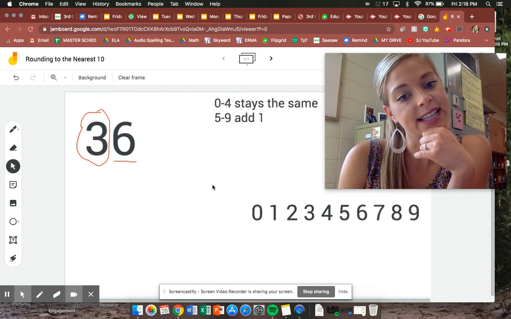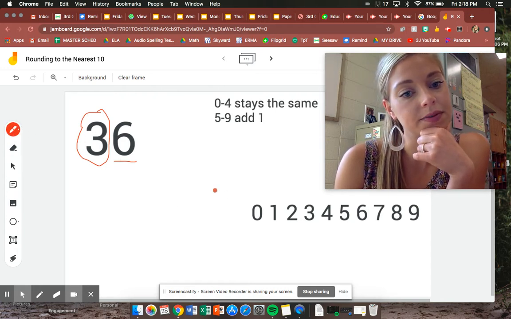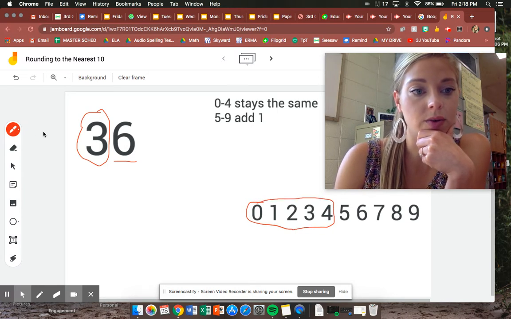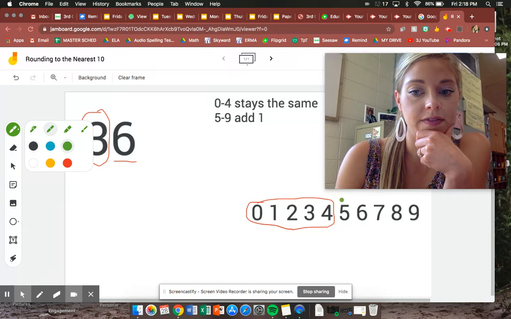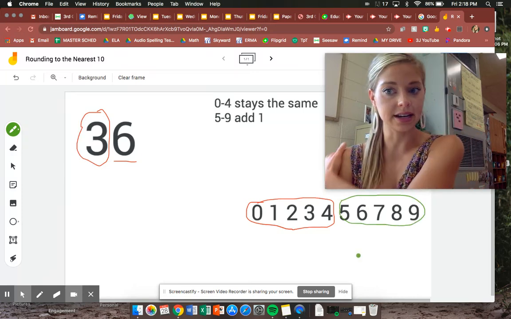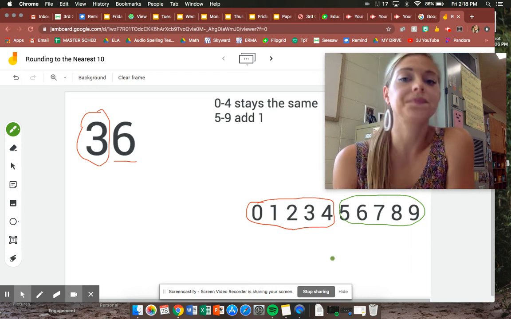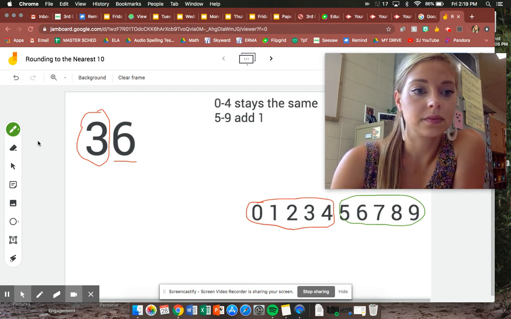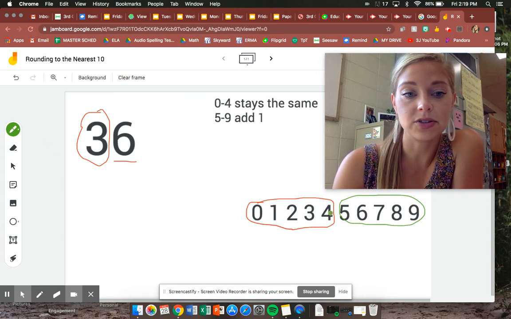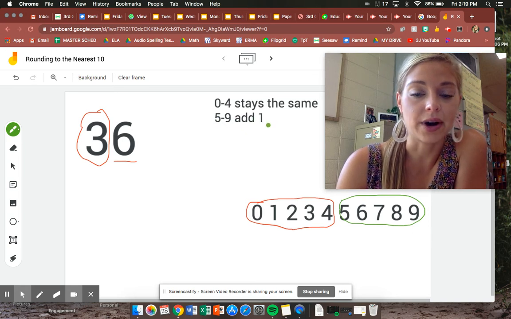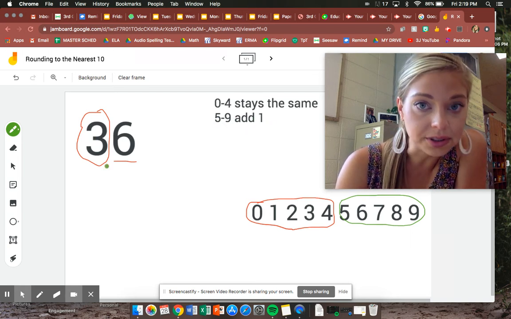Now 6, is that in between 0 and 4 on our number line, or is it in between 5 through 9 on our number line? Well, where is the 6? Is it in between 0 and 4 or 5 through 9? I'll give you a second to think about that. And if you are thinking that it is in between the 5 through 9, then you are correct. Okay, so that means 5 through 9, add 1. So we have to add 1 to the circled number.